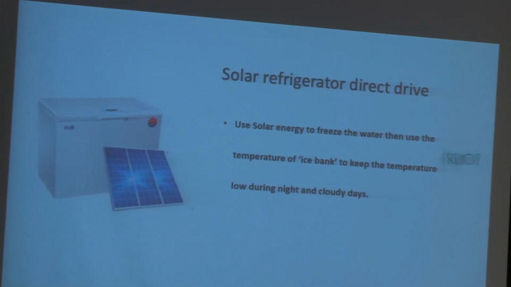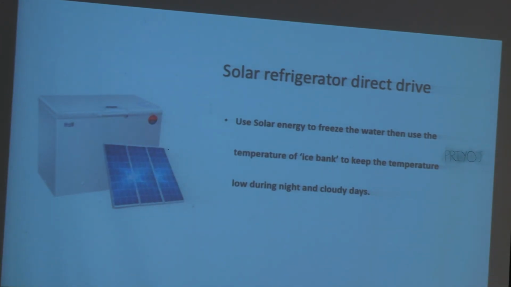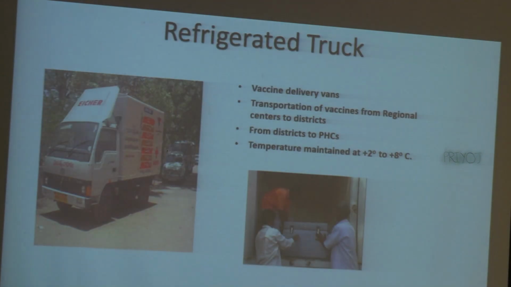And direct drive, it is the deep freezer version of solar power only, nothing else. They use solar energy to freeze the water, and use the temperature of the ice bank to keep the temperature low during night and cloudy days, nothing else. It is the deep freeze made of solar power.